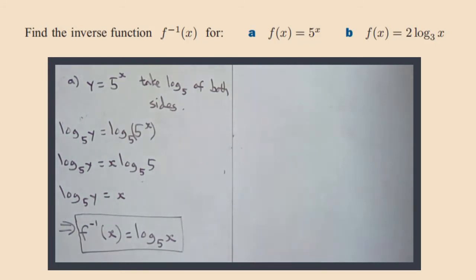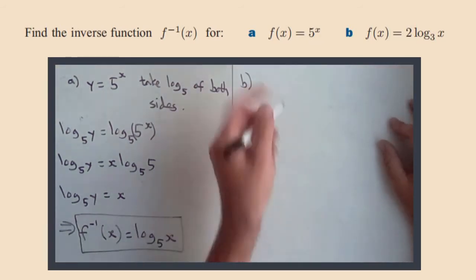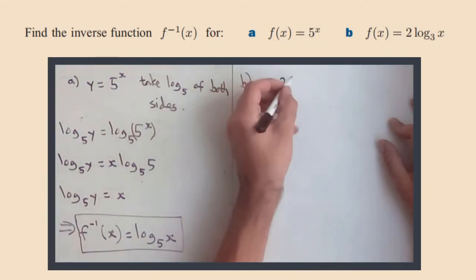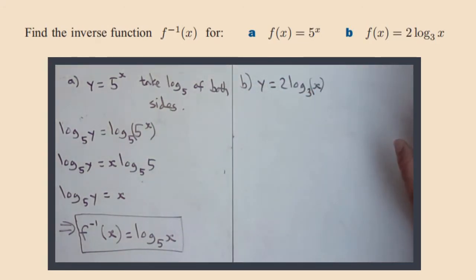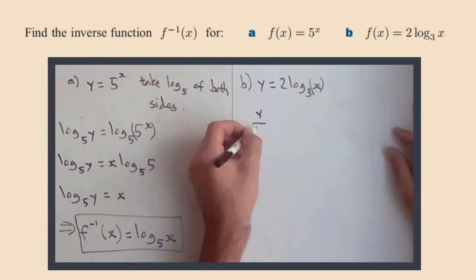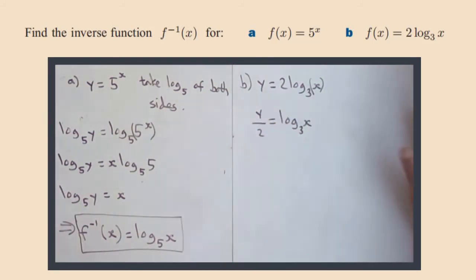Part b, f of x equals 2 log base 3 of x. So I'm going to write y equals 2 log base 3 of x. So remember, we're going to make x the subject. We can't go straight for it because that 2 is causing us a bit of a problem. So I am going to divide both sides by 2. So y over 2 equals log base 3 of x, just like that.